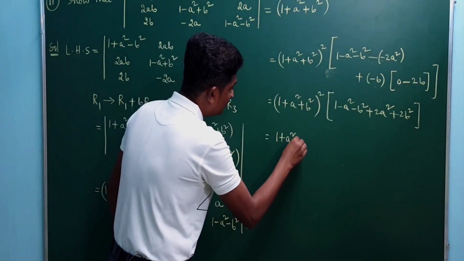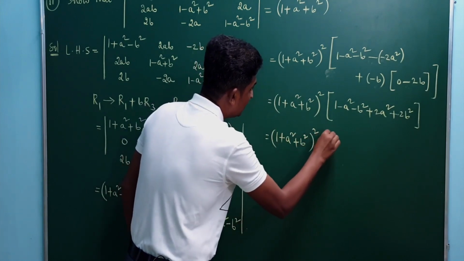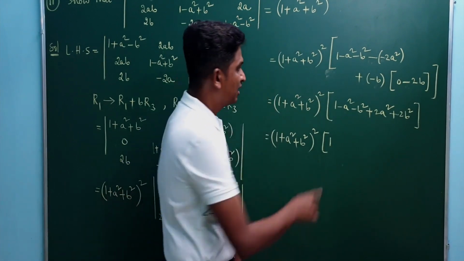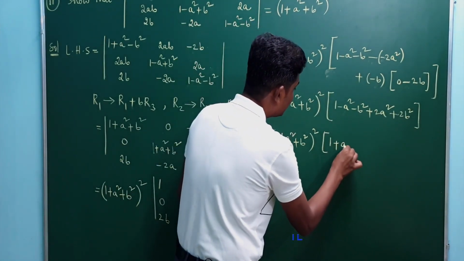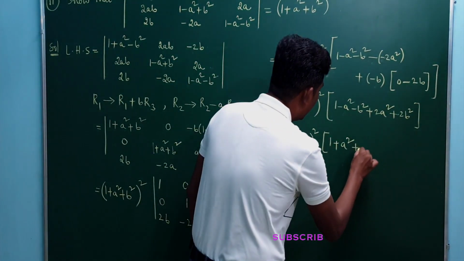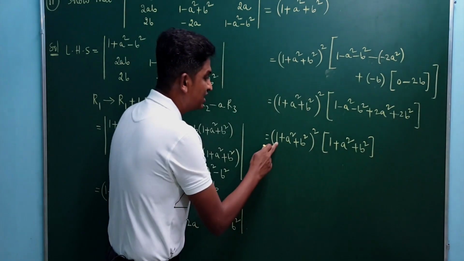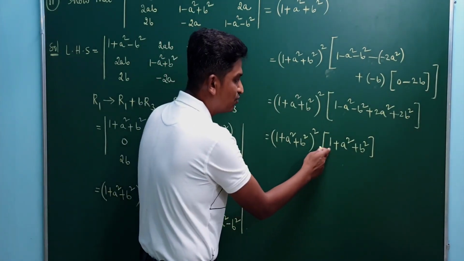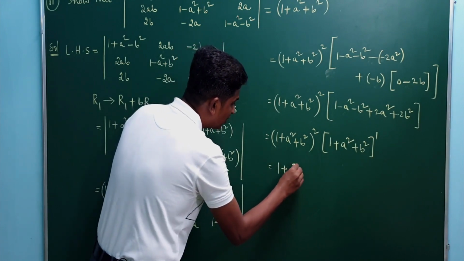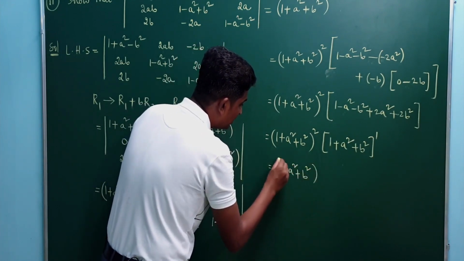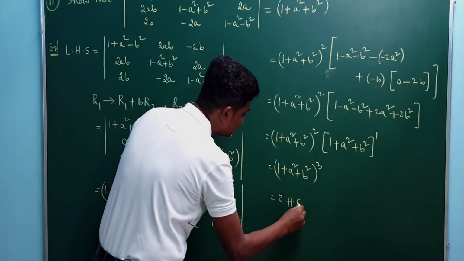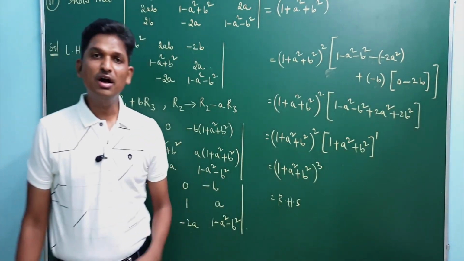Let's see what happens. 1 plus a square plus b square whole square into, see here, 1 minus a square plus 2a square. Minus a square plus 2a square is plus a square. Minus b square plus 2b square is plus b square. So you see here 1 plus a square plus b square whole square, and here 1 plus a square plus b square is there. You multiply both, what will you get? You will get 1 plus a square plus b square whole cube. See, this is the required RHS. We started with LHS and we got RHS, right?